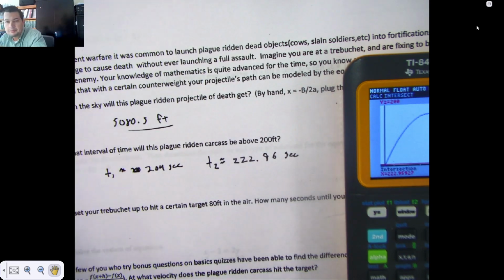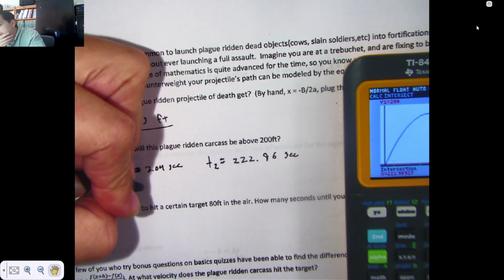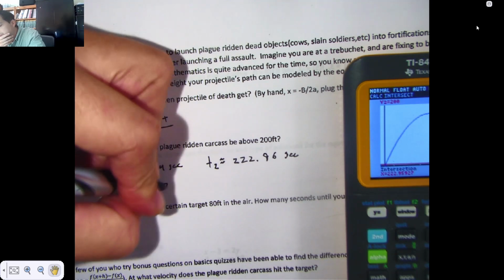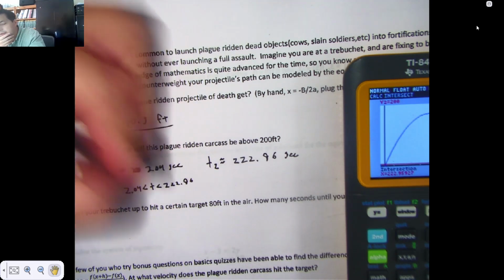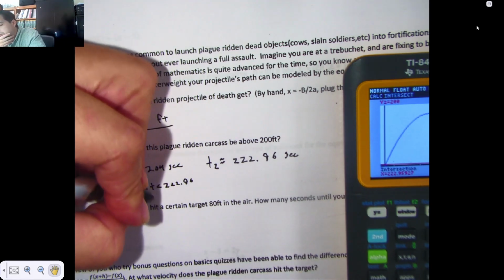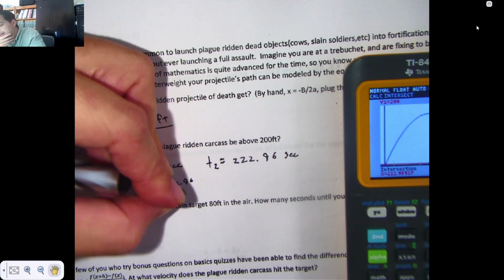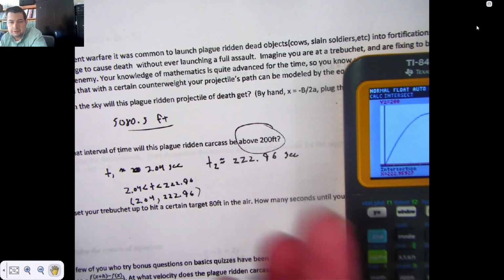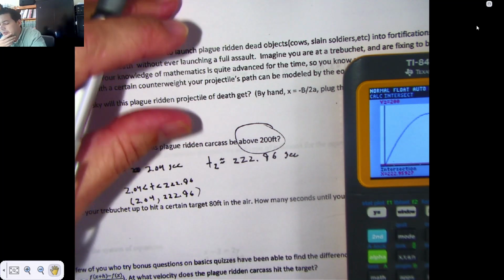And so when we talk about the interval of time, the time is stuck between 2.04 and 222.96. That's written out as an inequality. As an interval, 2.04, 222.96. The reason I use parentheses is because there was no equality. It talks about being above.